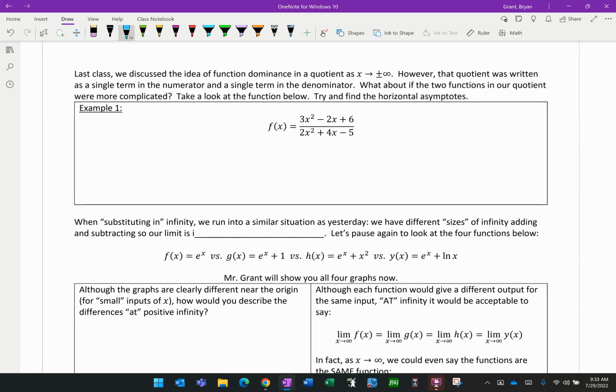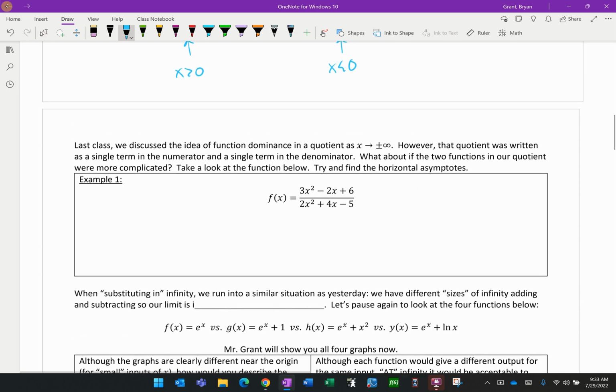Okay, so last class we discussed the idea of function dominance in a quotient. And remember, quotient just means something divided by something, as x went to positive or negative infinity. However, that quotient was always written as a single term in the numerator and a single term in the denominator, right? It was like e to the x over x. Single term up here, single term down here, no addition and subtraction. But there are, of course, many functions that are more complicated than that. So what if we had a function that had multiple terms in the numerator and multiple terms in the denominator?